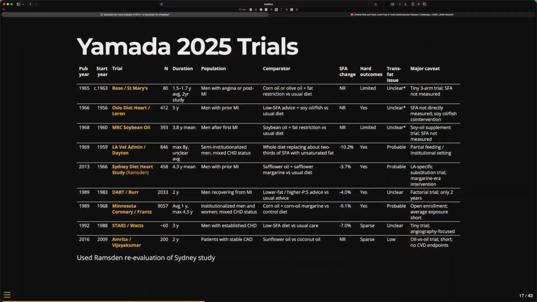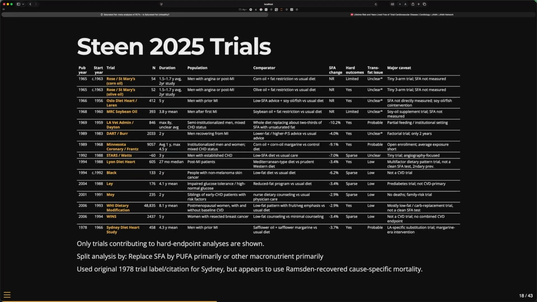And this next slide is just looking at the specific trials that the Yamada meta-analysis included. So it's just from that previous slide. And this is just looking at the trials that Steen included.